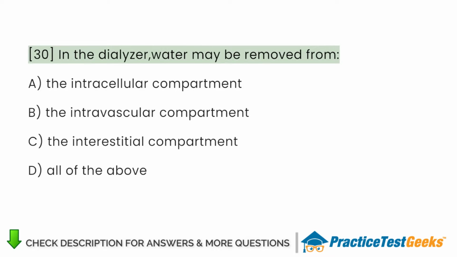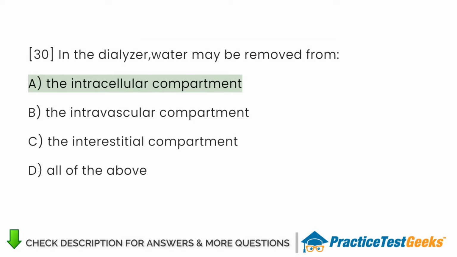In the dialyzer, water may be removed from: A. The intracellular compartment. B. The intravascular compartment. C. The interstitial compartment. D. All of the above.